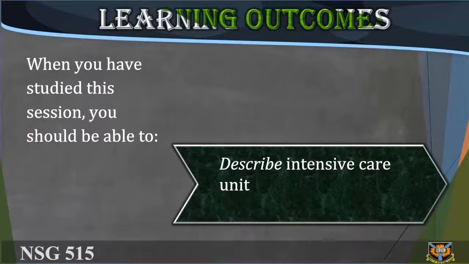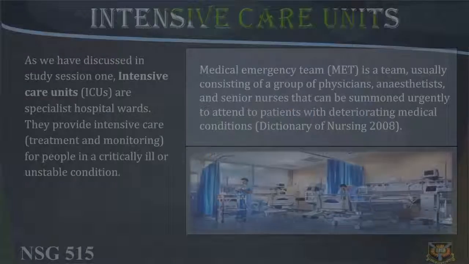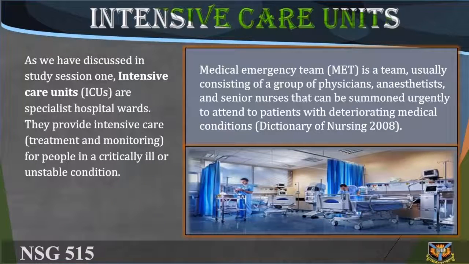Learning outcomes. When you have studied this section, you should be able to describe intensive care units. Intensive care units. As we have discussed in study section 1, intensive care units (ICU) are specialist hospital wards. They provide intensive care, treatment and monitoring for people in a critically ill or unstable condition.